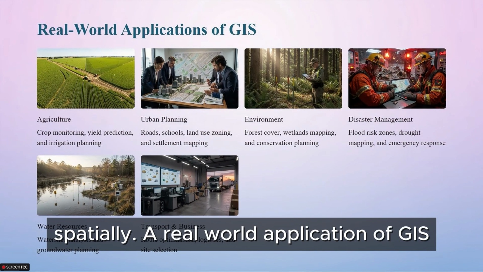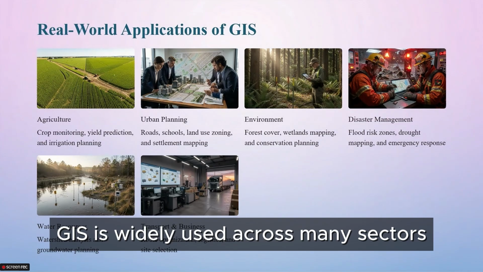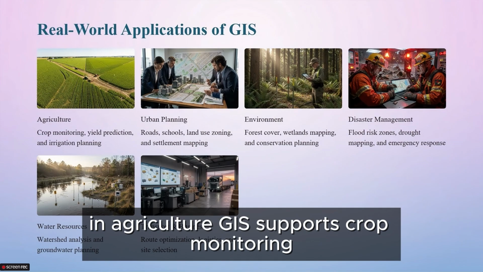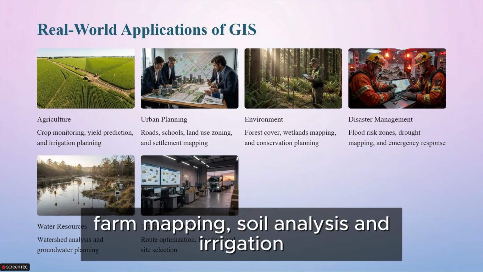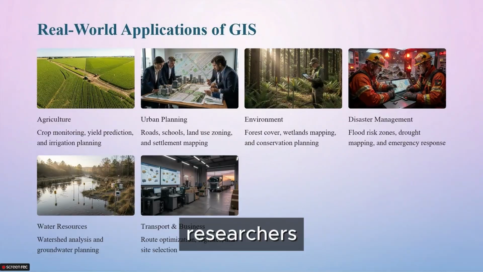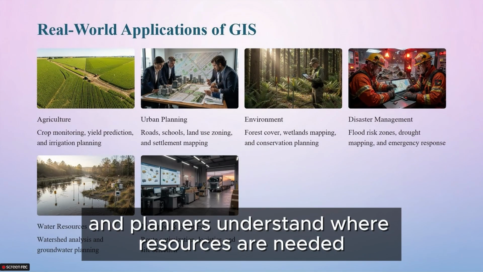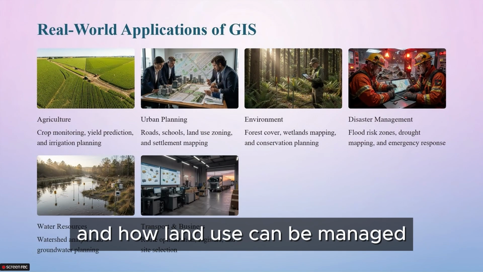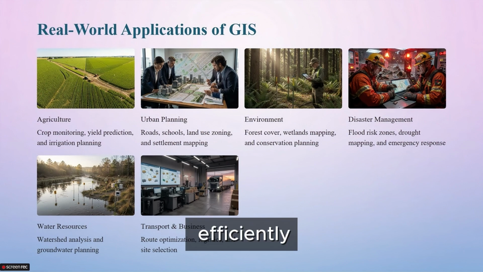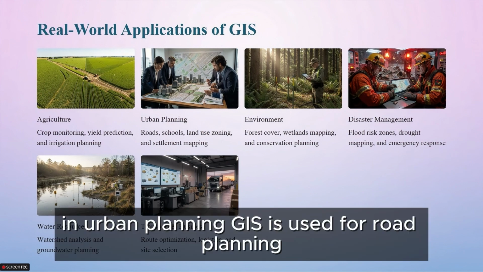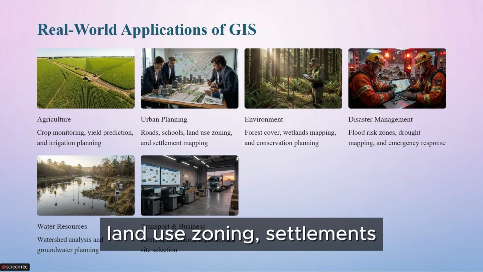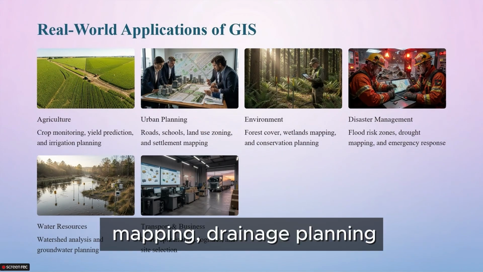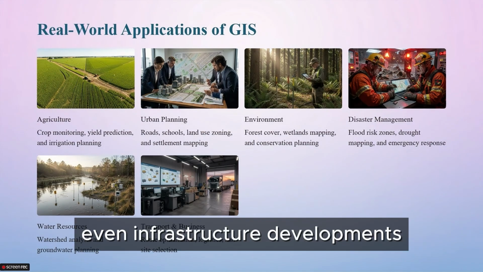A real-world application of GIS. GIS is widely used across many sectors. In agriculture, GIS supports crop monitoring, farm mapping, soil analysis, and irrigation planning. It helps farmers, researchers, and planners understand where resources are needed and how land use can be managed efficiently. In urban planning, GIS is used for road planning, land use zoning, settlement mapping, drainage planning, even infrastructure development.